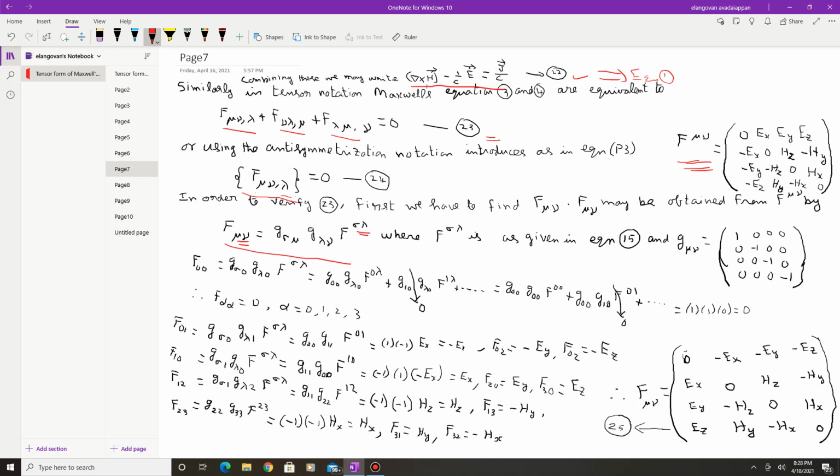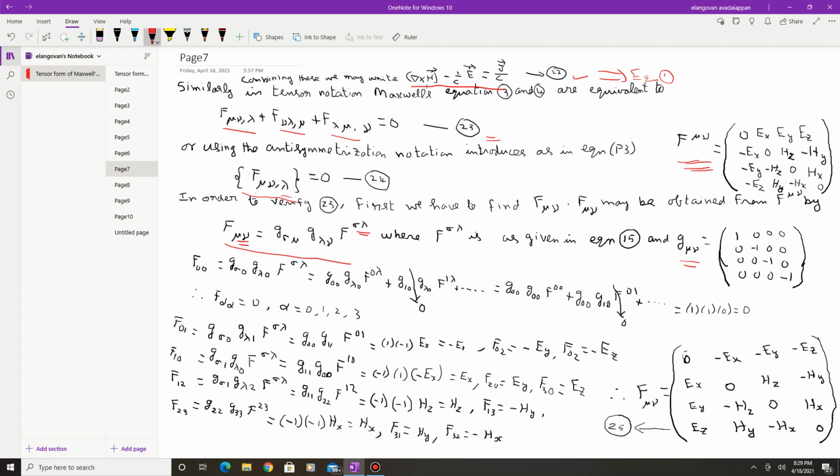Now here this is g mu nu, g lambda mu. This is a covariant metric tensor. Now what is g mu nu? We already know this: 1 0 0 0, 0 minus 1 0 0, 0 0 minus 1 0, 0 0 0 minus 1, because in our Minkowski space the diagonal elements are 1, minus 1, minus 1, minus 1, and all the off diagonal elements are 0.